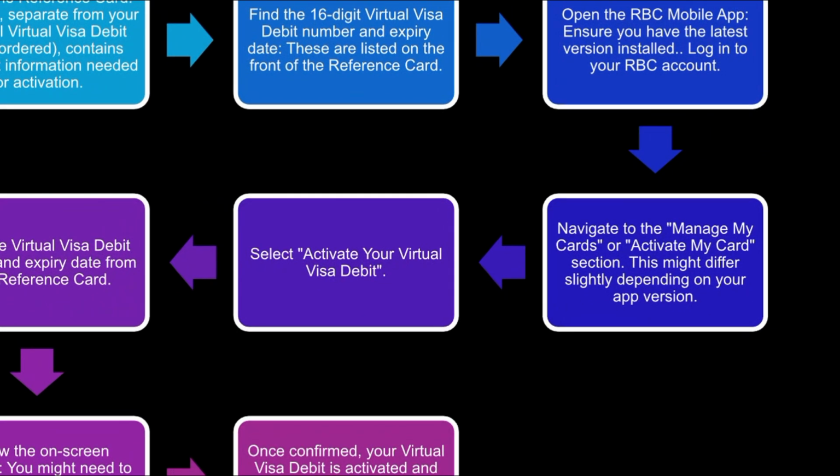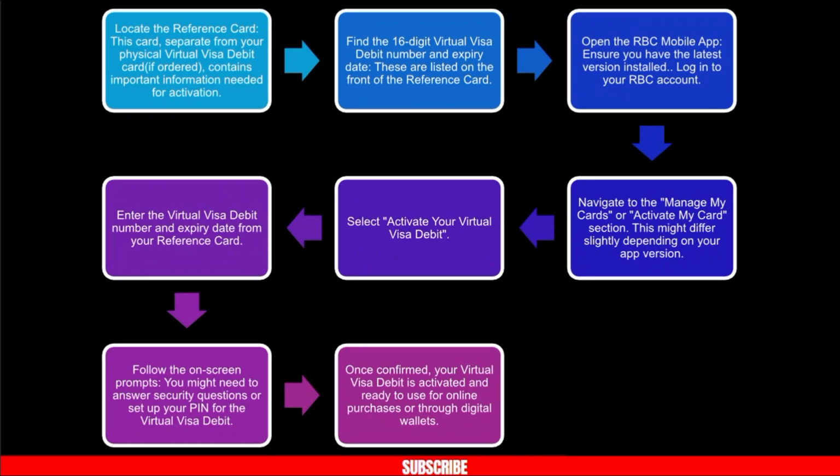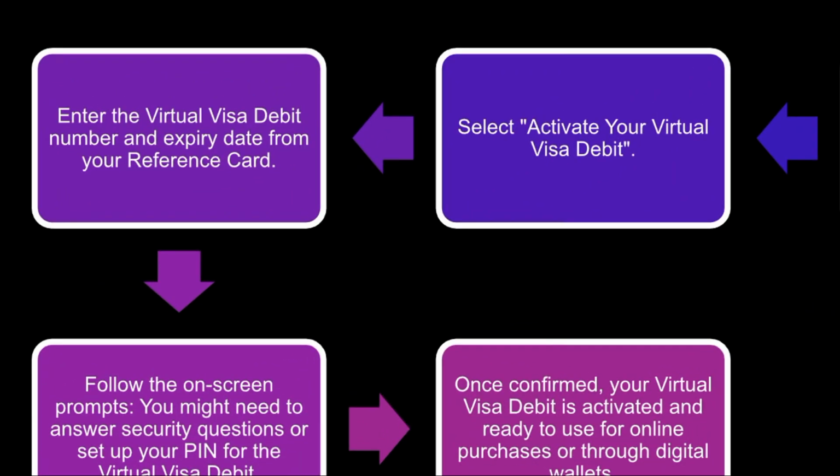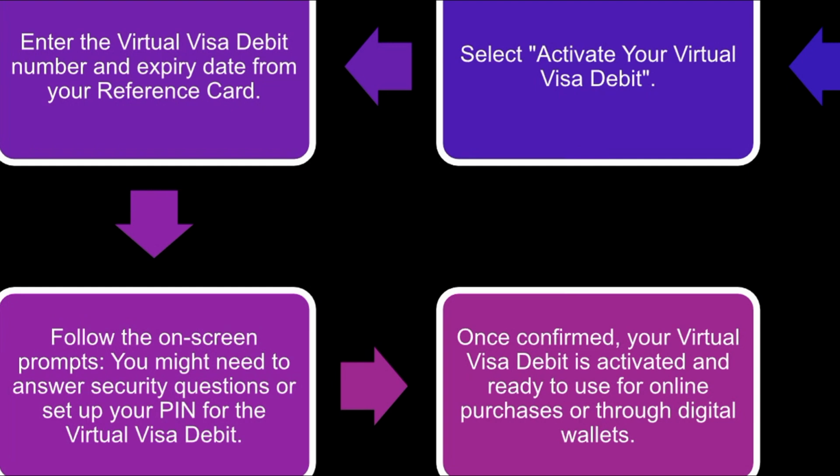Once you have activated, enter the virtual Visa debit card number and expiry date from your reference card. After entering all the details, follow the on-screen prompts. You might need to answer security questions or set up your PIN for the virtual debit card.